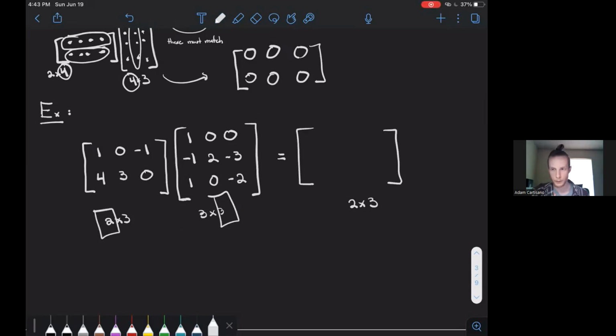Now, my preferred way of doing this is start with row 1 of the left matrix. Start with column 1 of the right matrix. I'm going to use highlighter for both of these, actually. Row 1, column 1. Okay, do a dot product. We can do this. 1 plus 0 minus 1 is 0. Great.